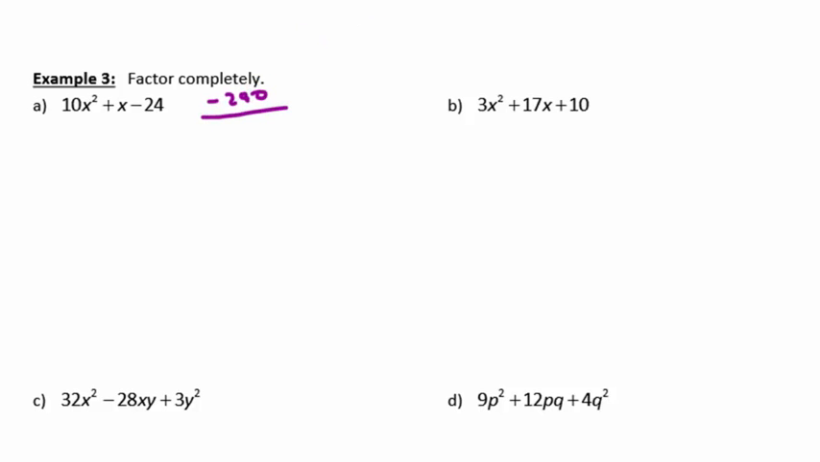Now I want things that go into negative 240 that add to 1. I know I want one positive and one negative because 240 is negative. And I know I want the larger number to be positive since x is positive. So let's start with 24 and 10. So 24 minus 10 is 14. Not quite there yet. Let's keep going.